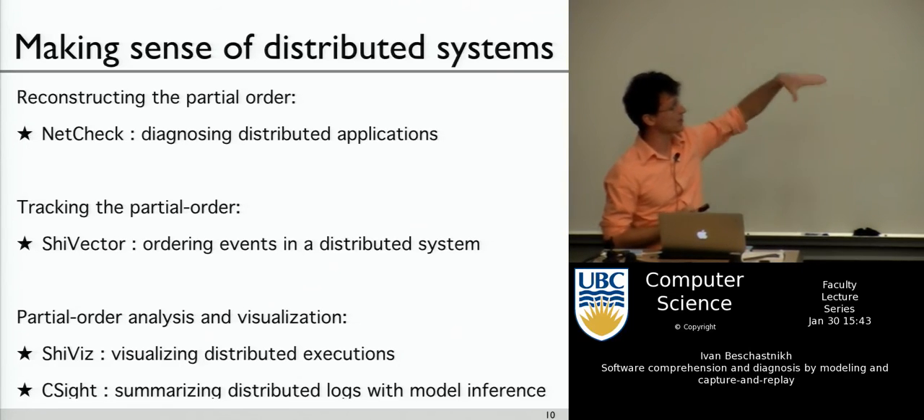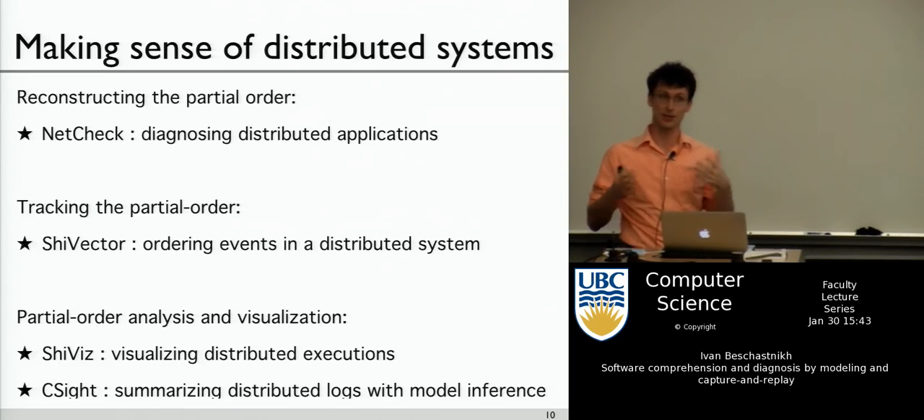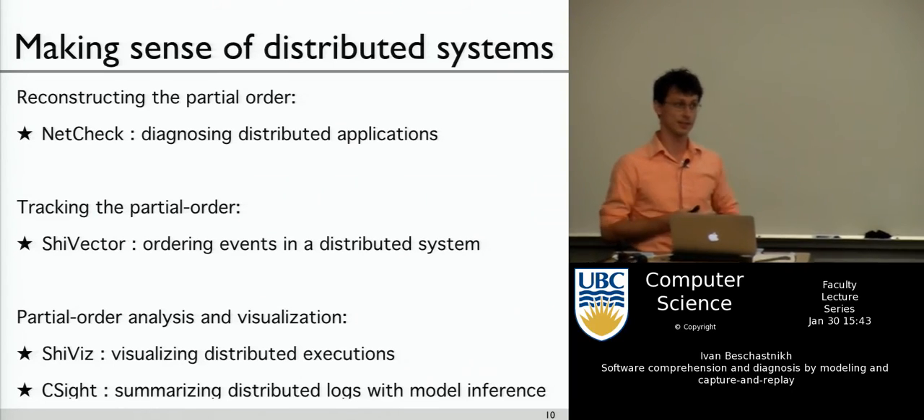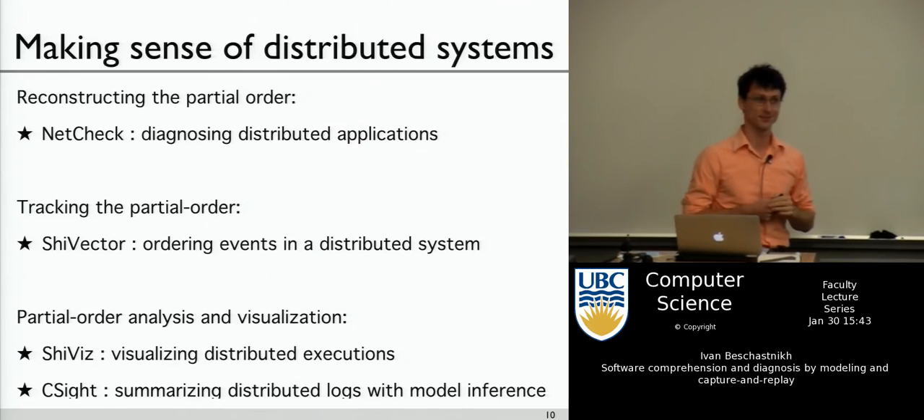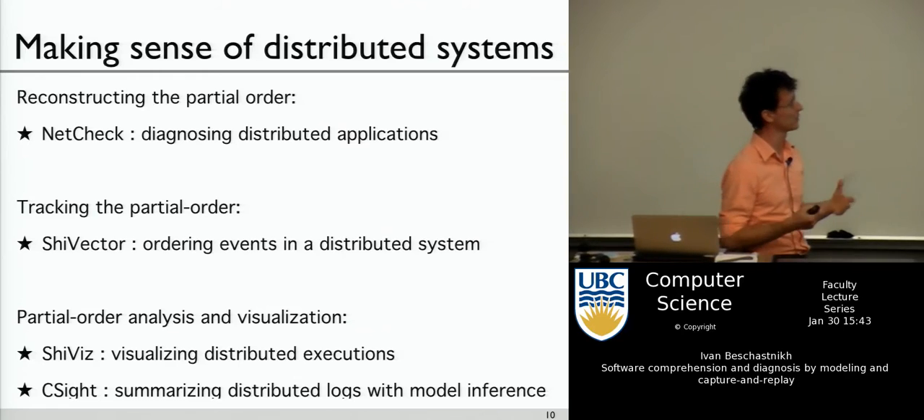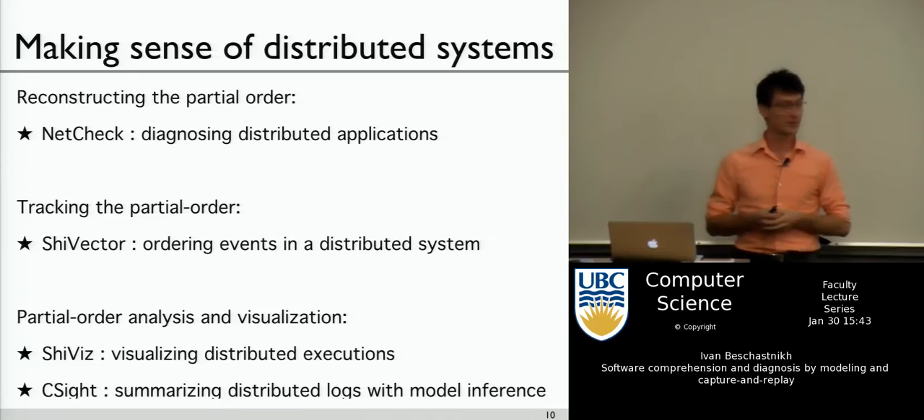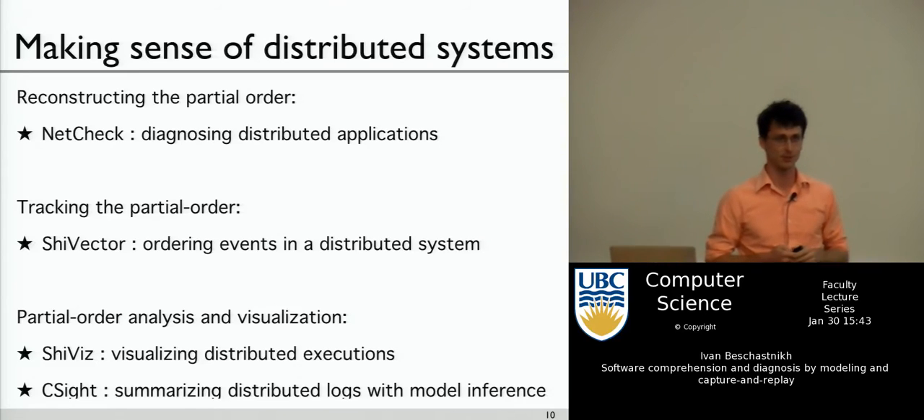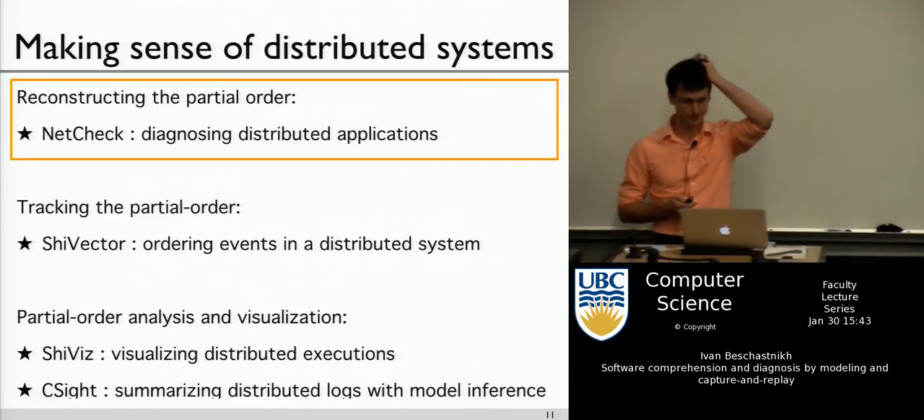And then the lower projects deal with what happens when you're able to instrument your system and actually capture the sequence of events as they occur. And then what can you do with that sequence of events? It turns out you can do a lot. You can reason about when events occur, you can visualize things, you can really reveal a lot of behavior about your system. So let's start with the first project, NetCheck.